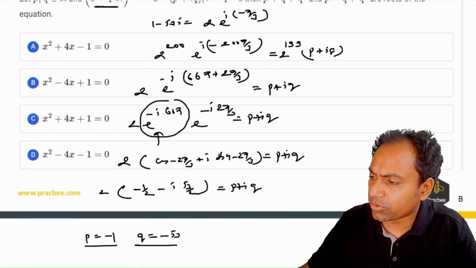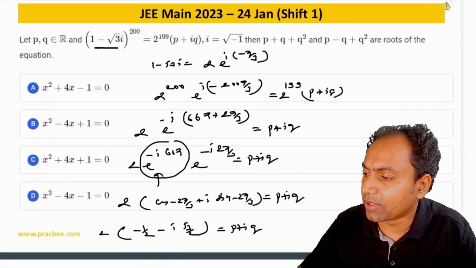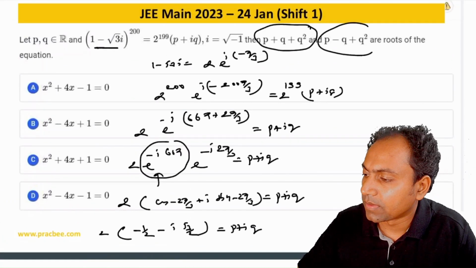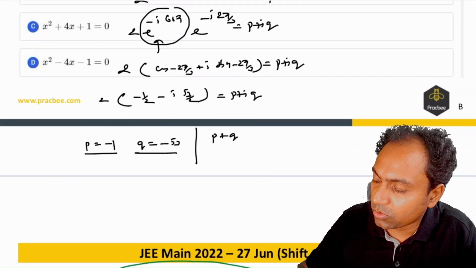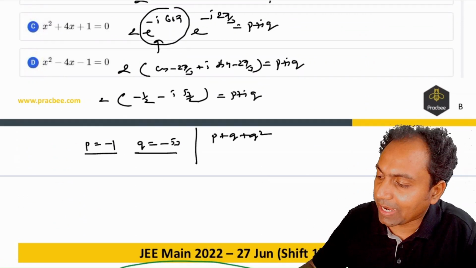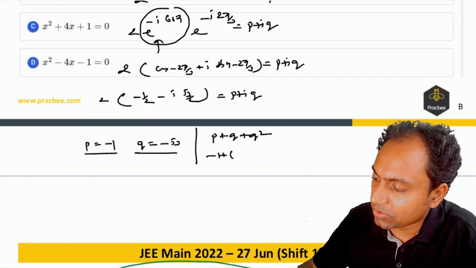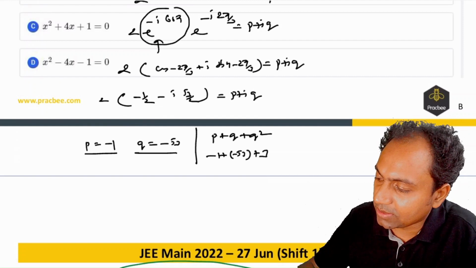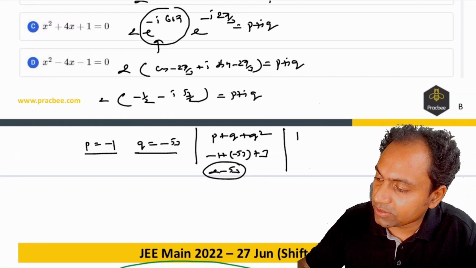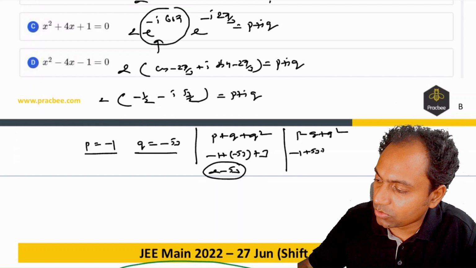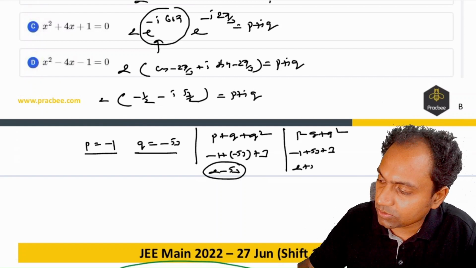Now let us go back to the question. What they're saying is they need to make a quadratic equation with these two roots. So if I find these two roots, the first one is nothing but p plus q plus q square. So if I add p, that is minus 1, plus q, that is minus root 3, and q square, that is 3, it becomes 2 minus root 3. And for the other one, it is p minus q plus q square. So minus 1 plus root 3 plus 3 is 2 plus root 3.